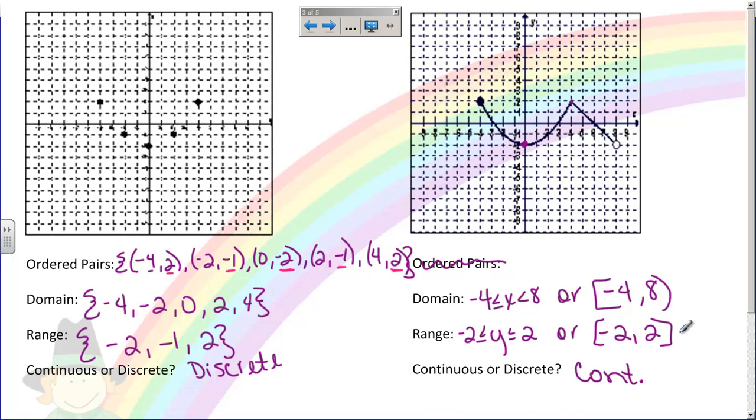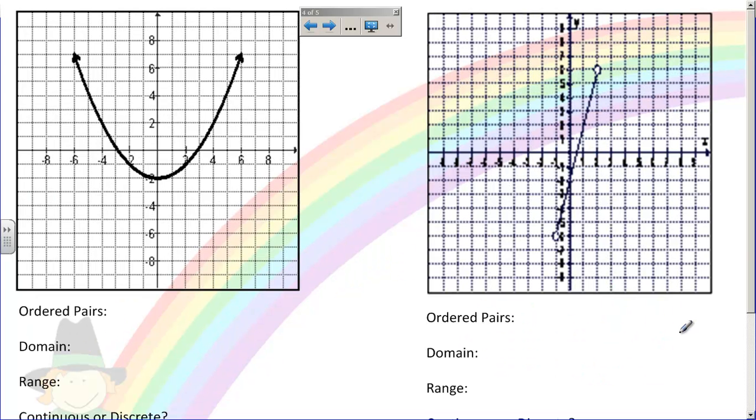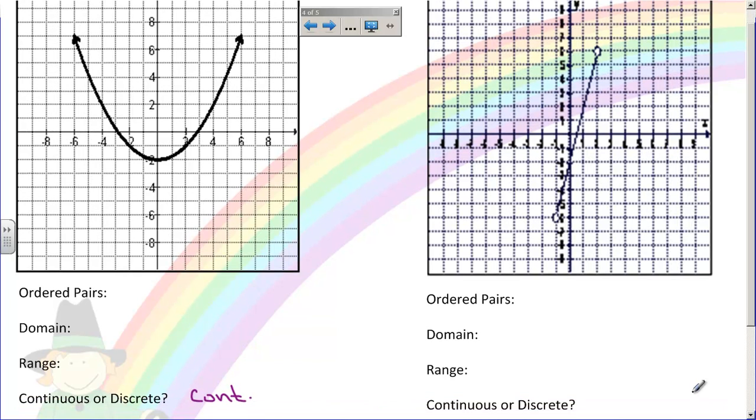So let's try a couple more. Okay, this graph right here is different than the two that we just did. Number one, it's a continuous graph. So when we want to label it as continuous or discrete, it's continuous because there are no holes or gaps. But it has arrows on the ends instead of endpoints. And that is going to change how we look at our domain and our range.